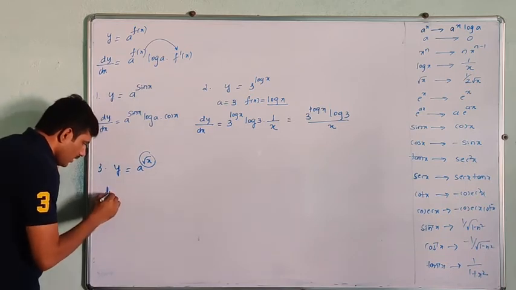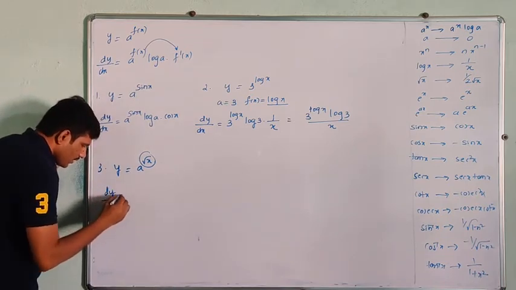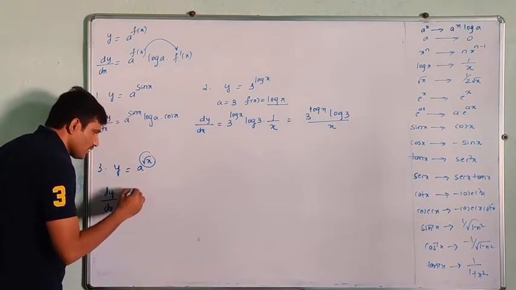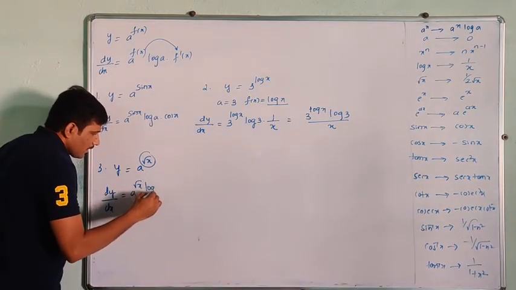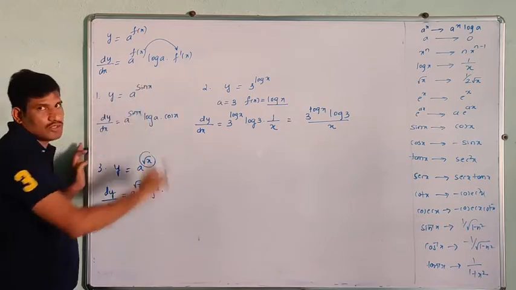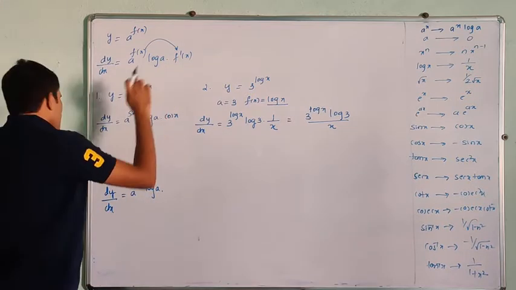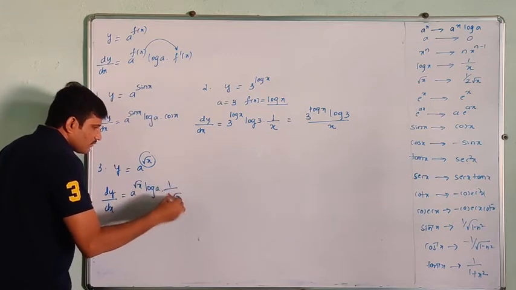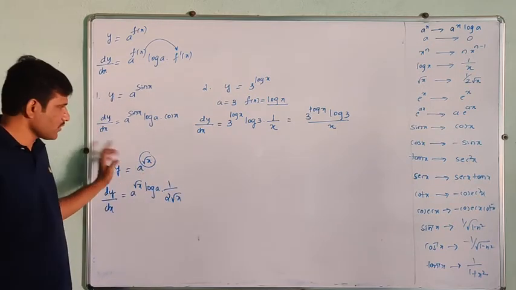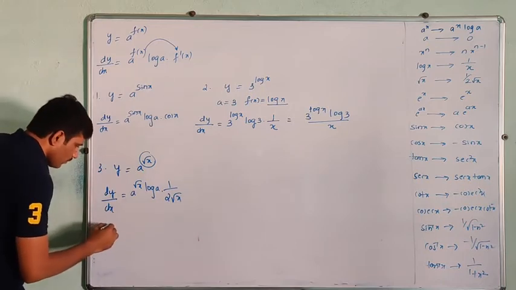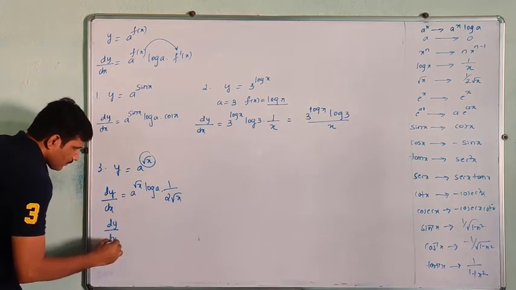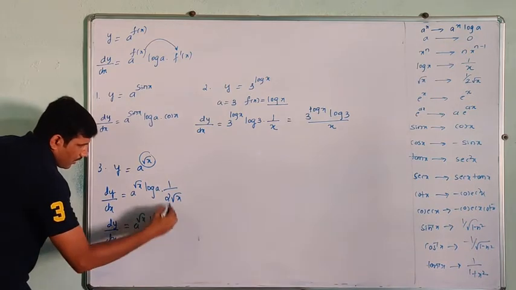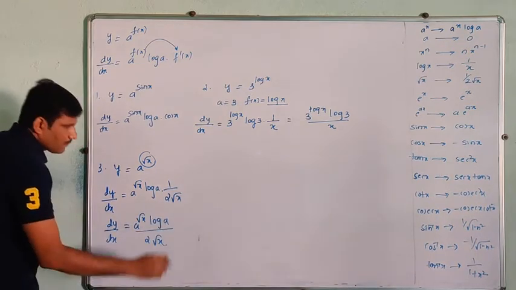Now, dy by dx, what is the derivative of a raised to f of x? It is a raised to f of x into log a into f dash of x. What is f of x? Here f of x is root x. Derivative of root x is 1 by 2 root x. So dy by dx is equal to a raised to root x into log a divided by 2 root x.